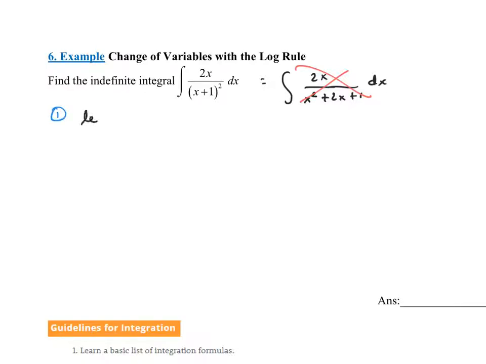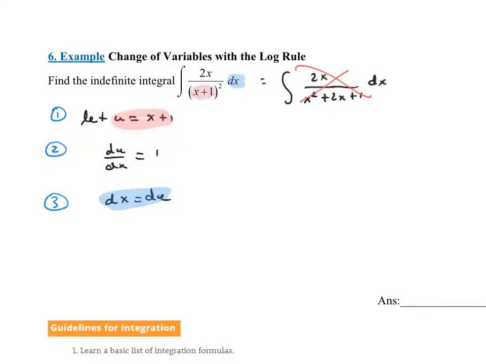So what are we going to do? Let's let u equal the inside of the parentheses. So in this case, it's x plus 1, right? So let's keep on going. Step 2 would be find the derivative of both sides. So du dx would be equal to, well, the derivative of x plus 1 is simply just a 1. Step 3 is solve for dx, right? So here we'd have dx equals du over 1, which is simply du. And again, we're going to substitute in for dx, which is du, and we're going to substitute in for u.